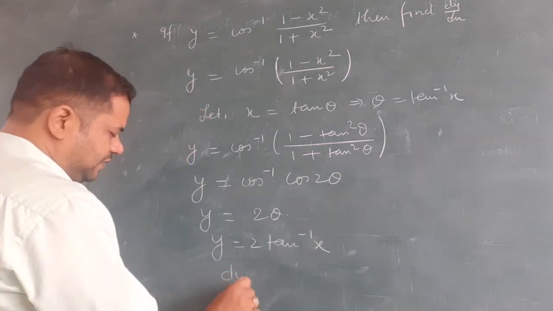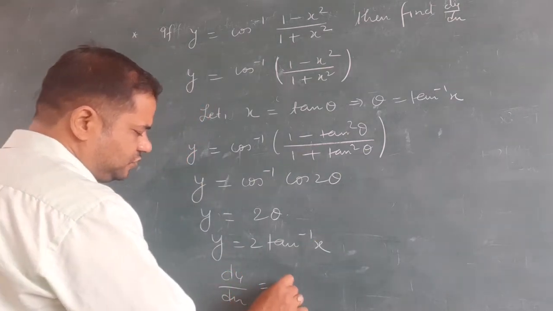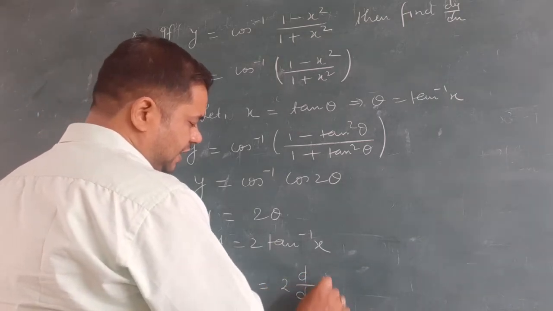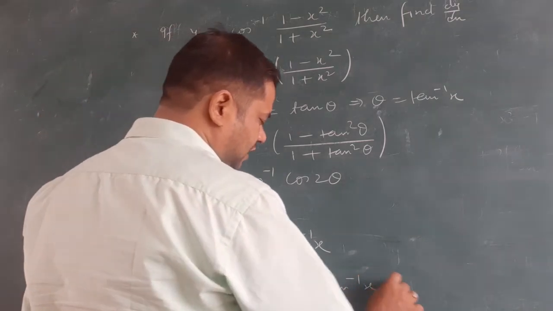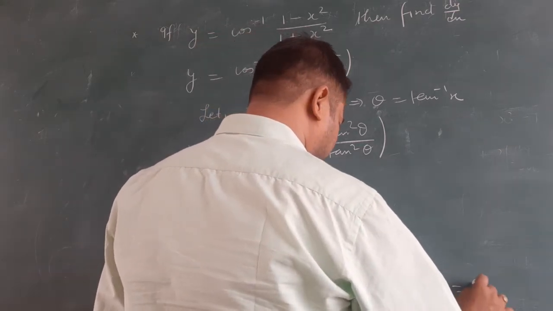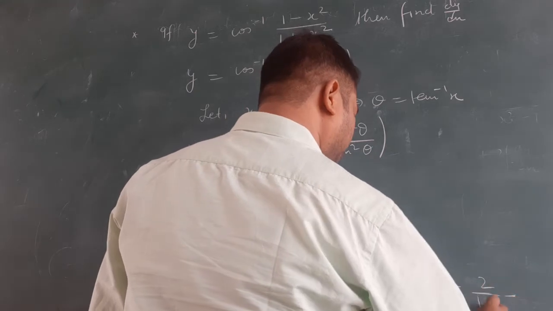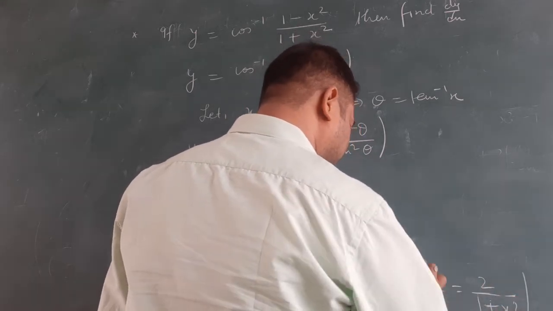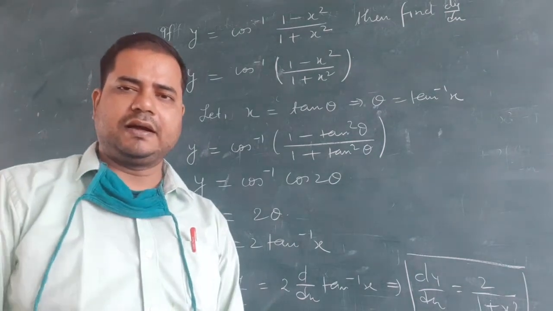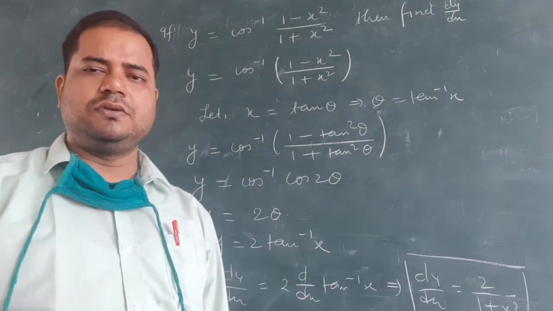So dy by dx is nothing but 2, and d by dx of tan inverse x. So answer is dy by dx, this is nothing but 2 upon 1 plus x square. So this is the value of dy by dx. Okay, so note it down.